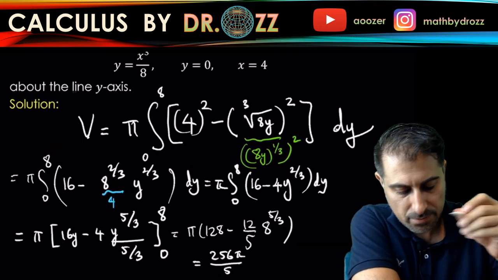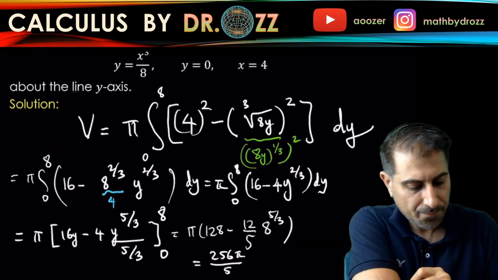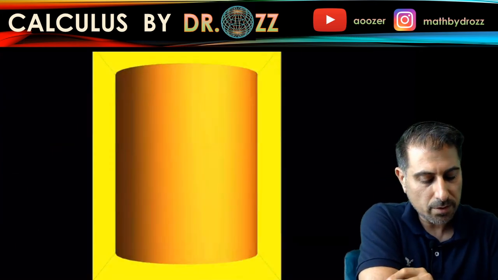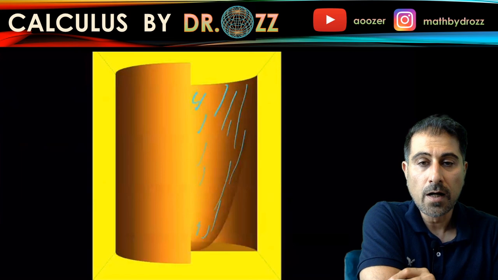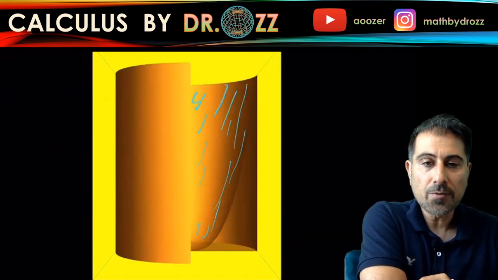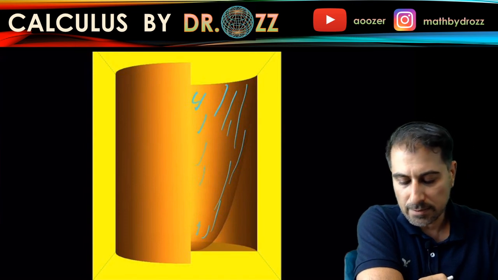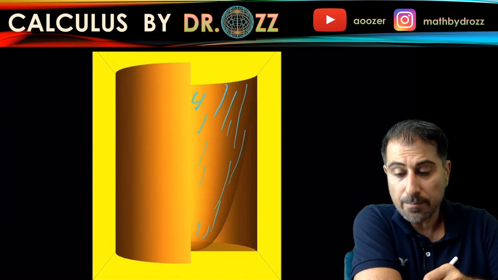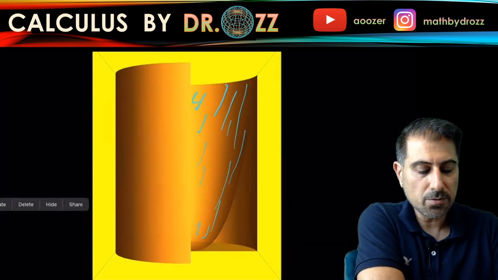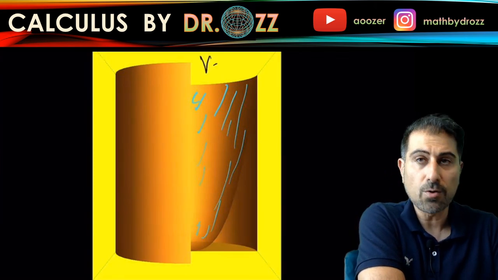And going back to this picture here, I didn't make this see-through, but this is what I'm talking about. The volume of the cylinder minus that bullet-shaped three-dimensional object subtracted is going to take you to, let me write it here, the volume is 256 pi over 5.